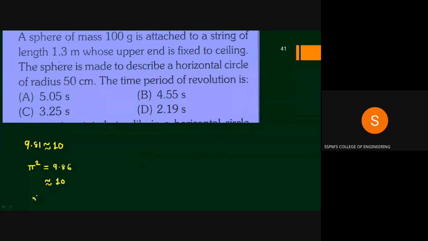And the next value we should know is square root 2. This value is 1.41. If there is a square root 3, this value is 1.73.